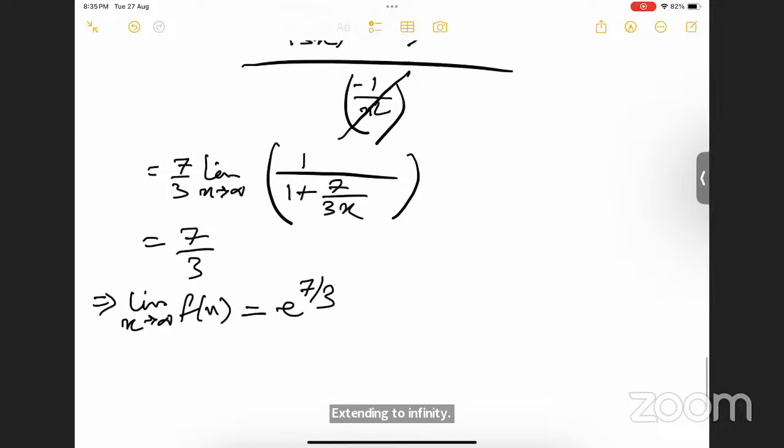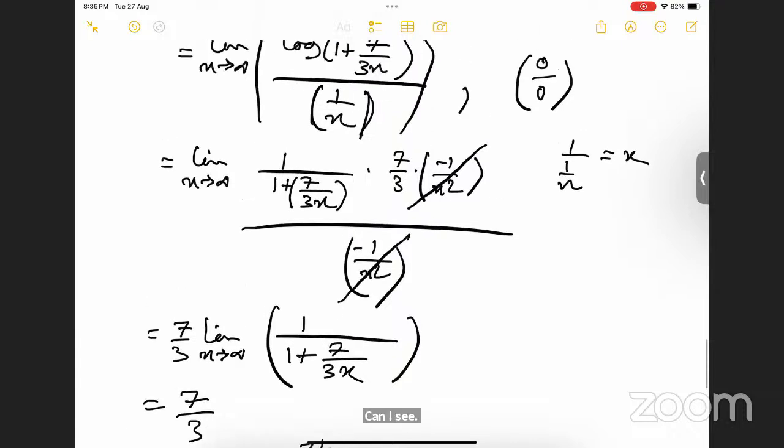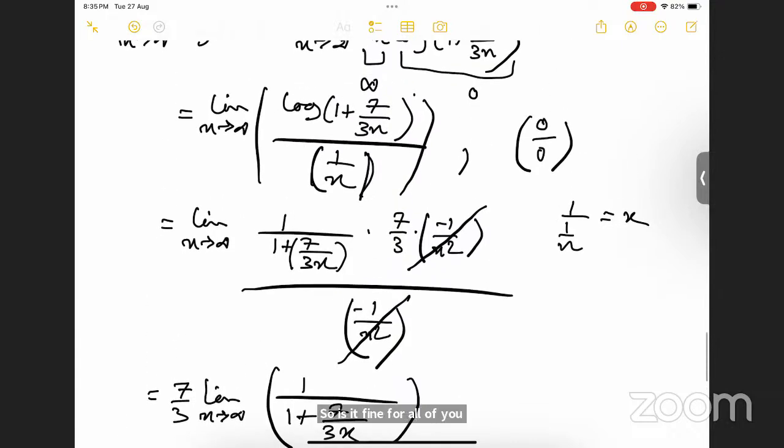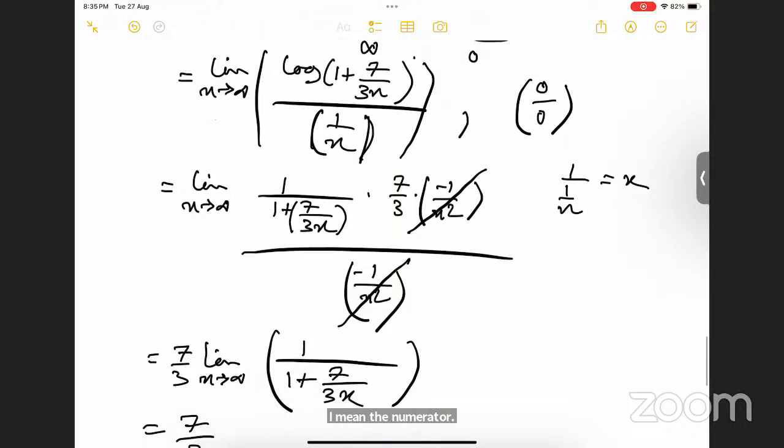So is it fine for all of you? Are you comfortable with the solution? Ma'am, how did this minus 1 by x square step come, ma'am? In the denominator, yes. 1 by x square came, ma'am. Minus 1 by x square, right? Yes, because we have to do the derivative.